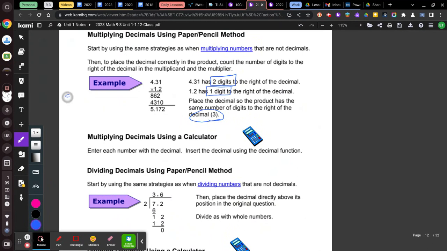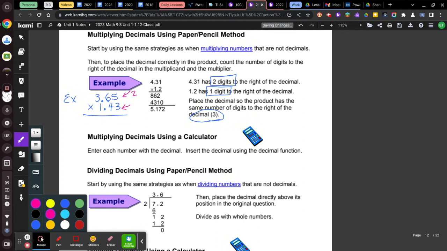So for example, here's another one. If I've got 3.65 times 1.43, the top one has 2 decimal places. This guy has 2 decimal places. What that means is you can see 2 digits on the right of the decimal. So I add 2 and 2, what do I get? 4. So that means my answer is going to have 4 digits after the decimal. Okay, that's what it's telling me.